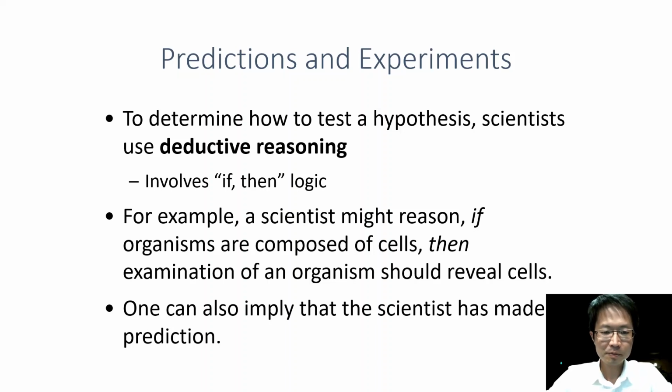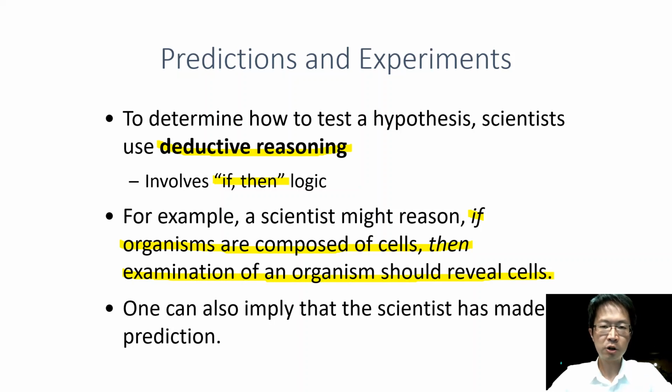Okay, after we form a hypothesis, we need to design an experiment. How do we design an experiment? We use deductive reasoning. Deductive reasoning is basically if-then logic. So this is an example here. If organisms are composed of cells, then examination of organisms should reveal cells.